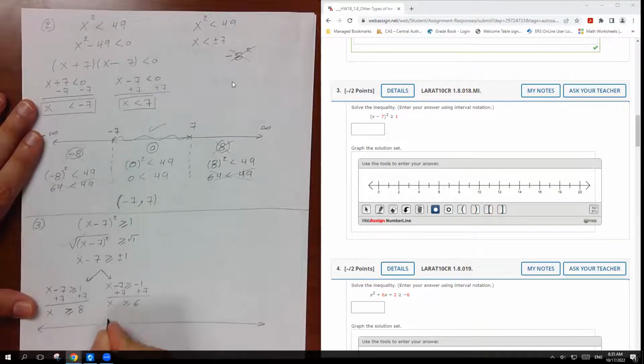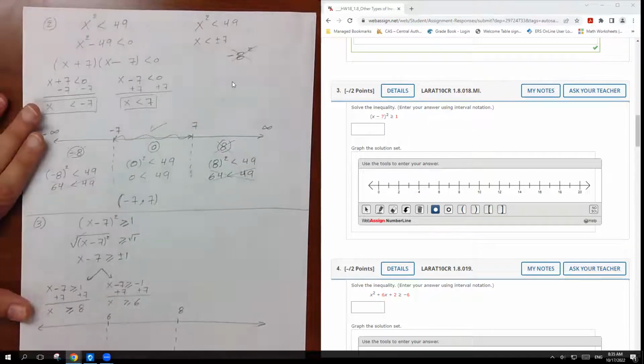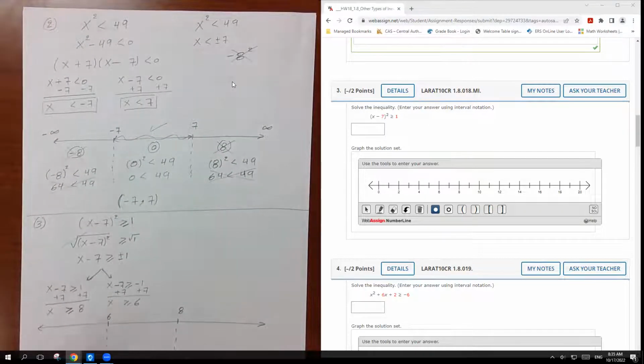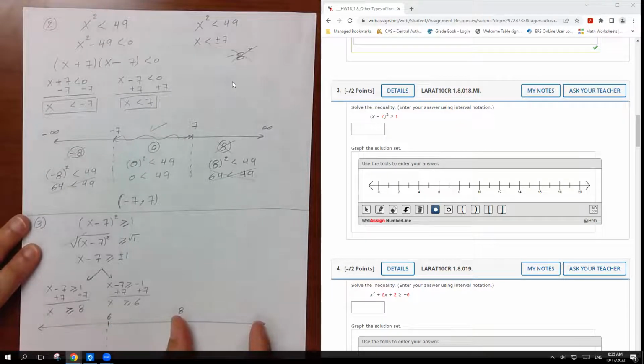Here, I'm going to put the 6 here, and here is 8. I'm putting these 2 dash lines, so I'm not going to confuse myself. And I know this is the first interval, here is the second one, and here's the third one. This goes to the infinity, and this side goes to the negative infinity.